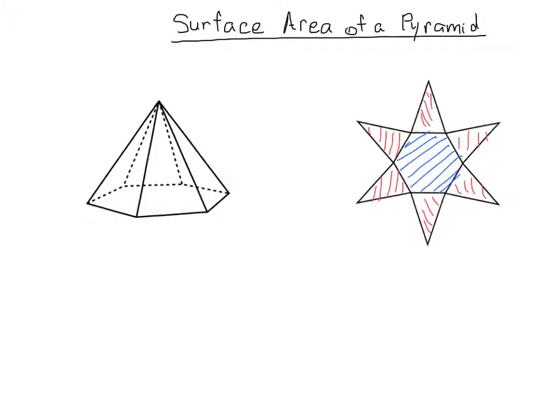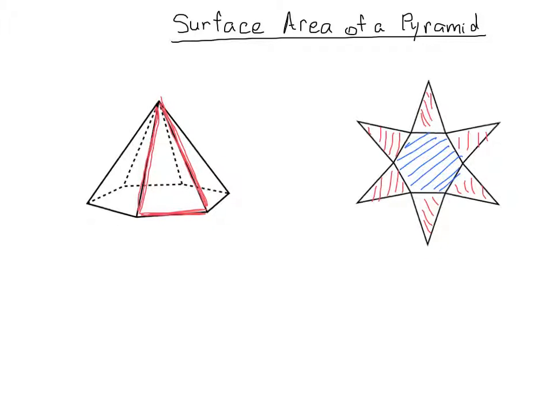Let's first focus on the triangles. I'm going to first focus on the triangle that we see the best, which is in the front. I'm going to outline it in red. If I wanted to find the area of one triangle, I would use the area of a triangle formula, which is a half base times height.